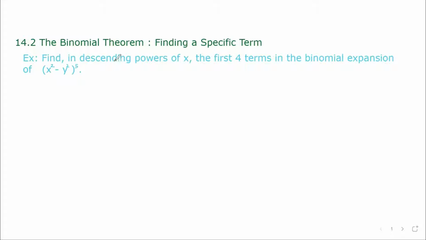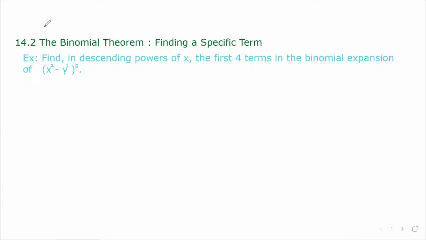Okay, we continue our lesson on the binomial theorem, but now we go to section 2, which means chapter 14.2. Today we're going to learn how to find a specific term, and we're going to have the formula. But before that, we can write down the formula from the previous lesson first.